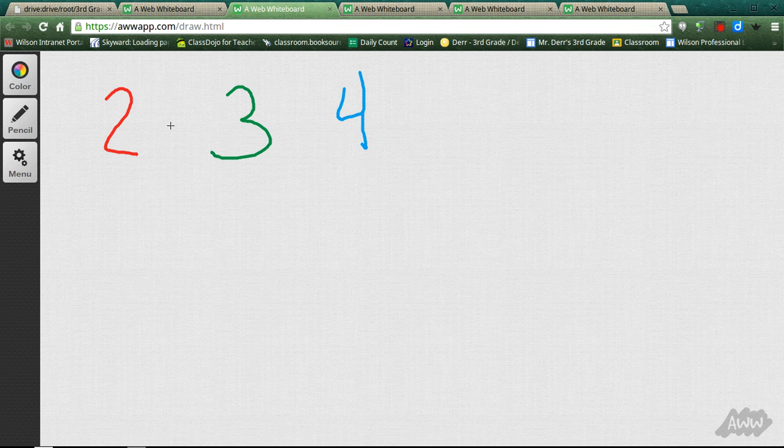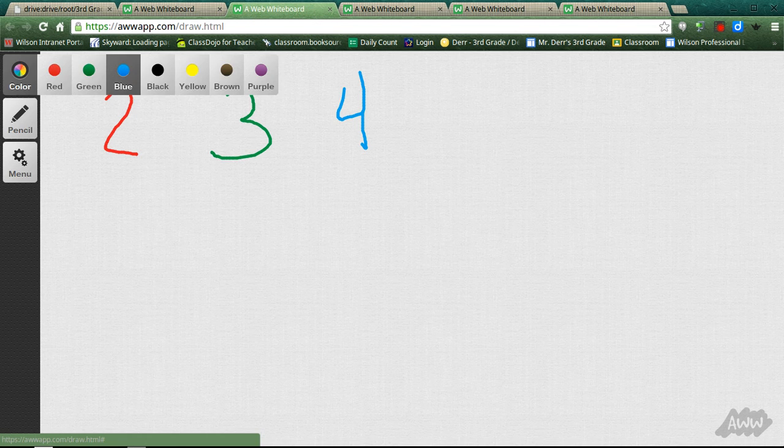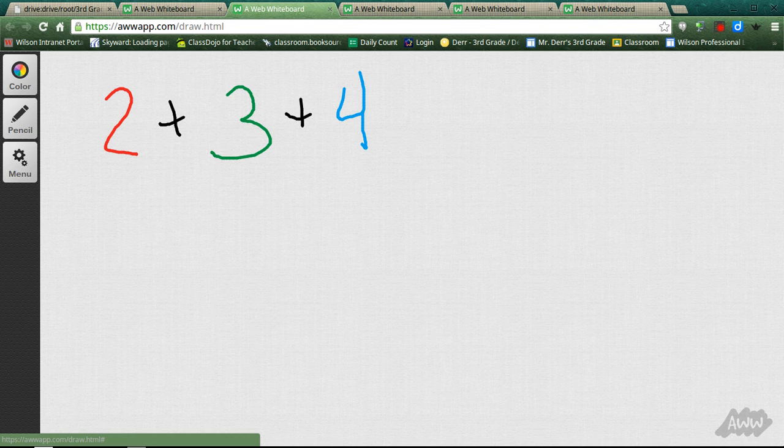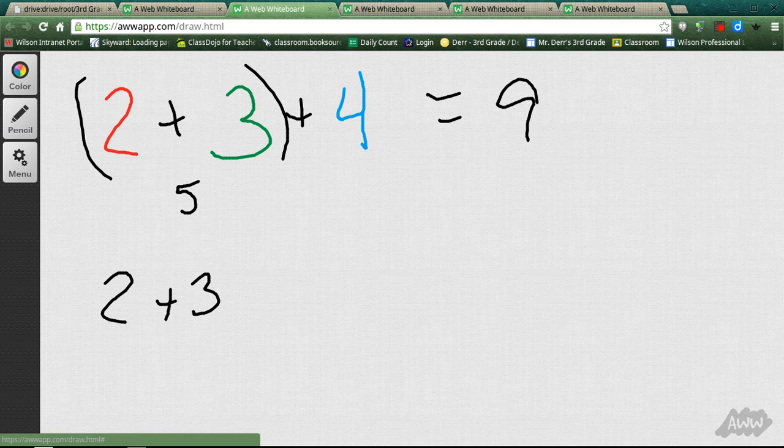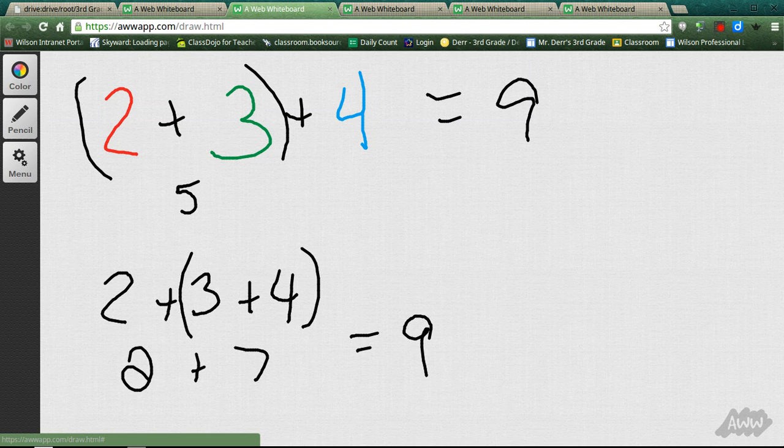That if we were to add these numbers, 2 plus 3 plus 4, I could group the 2 and the 3, get 5, add 4, and find my answer of 9. Or I could have done 2 plus 3 plus 4 and grouped the 3 and 4, gotten 7, and added the 2, and still gotten 9.